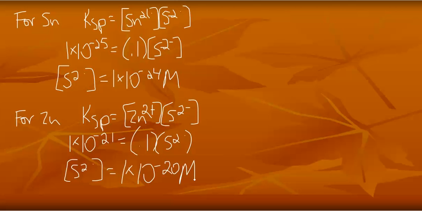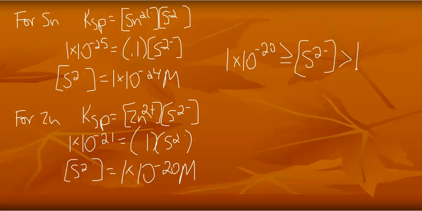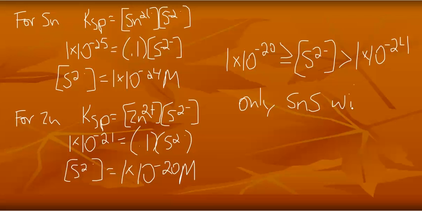So this tells us that as long as the concentration of sulfide is less than or equal to 1 times 10 to the negative 20th, but greater than 1 times 10 to the negative 24th, only the tin sulfide will precipitate. It will leave the zinc in solution. But I don't want the sulfide ion concentration. I want the concentration of H3O that will allow this to happen.